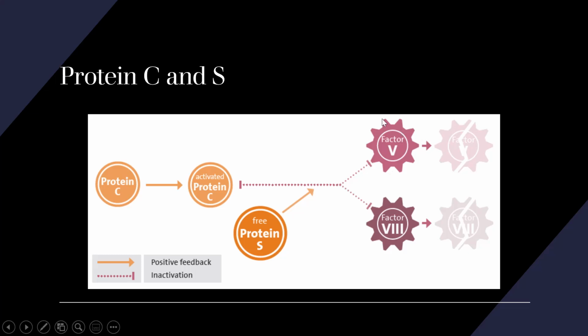So think about it. Factors 5 and 8 cause clotting. So if we inhibit those, we're actually going to prevent clotting. So protein C and S bind factors 5 and 8 and inhibit them, therefore preventing clotting. There is also a pathology related to this. There are people with protein C or protein S deficiency. Think about that. If somebody is deficient in protein C, will they clot more or less? If they're deficient in protein C, they will clot more because your factor 5 and 8 are not inhibited, so they just run freely and cause your clots.